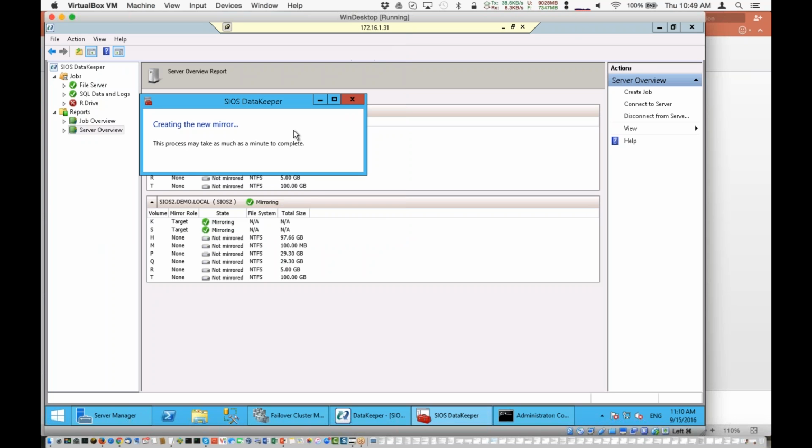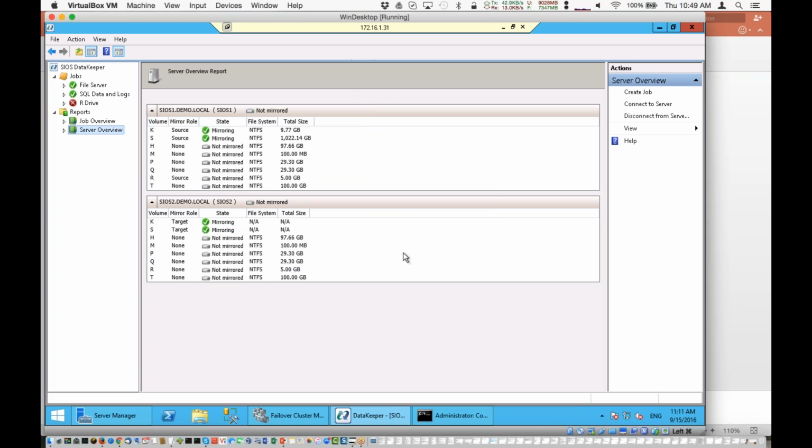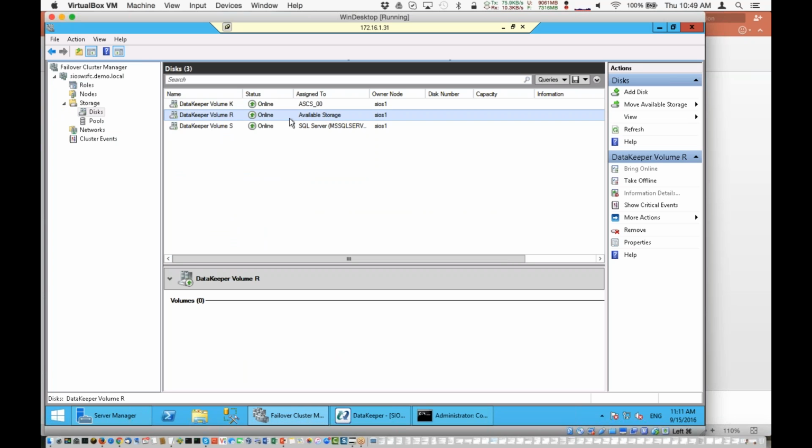It's going to create this new mirror, and in just a moment, it's going to ask me if I want to register this with the failover cluster. And I'm going to go ahead and certainly say yes here. And if I go back into Failover Cluster Manager, now at this point I have this brand new DataKeeper Volume R sitting right there in the cluster's available storage pool.